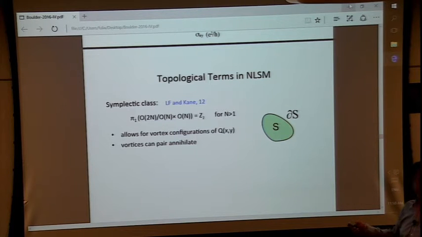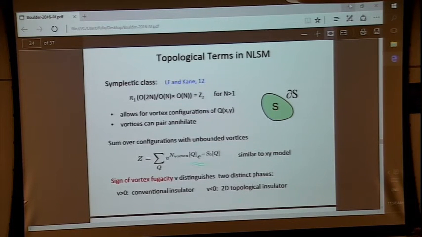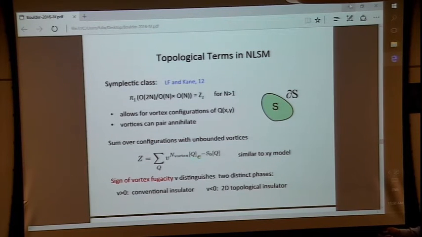Okay. So in other words, for general n, the vortex is Z2 type. In a special limit, when we have just n equal 1, the vortex is enlarged to have a Z class. Okay, so vortices can pair annihilate. So this then says that when we sum over all order parameter configurations, there can be contributions from vortices.